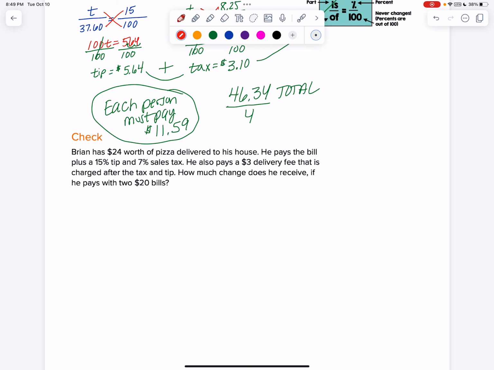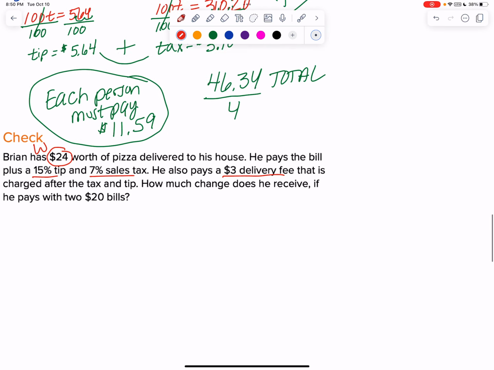All right, so here's my original wholesale price of the pizza. Then we have this 15% tip, and we have a 7% sales tax, and then we have a $3 delivery fee, but that's after the tax and the tip. They don't even want to know the total. They want to know how much change does he get after paying with a 20. So, oh my goodness, all this stuff. Sorry about that, but welcome to some crazy problems.